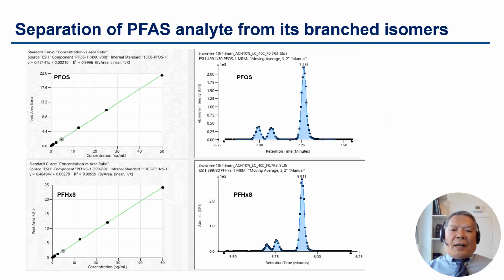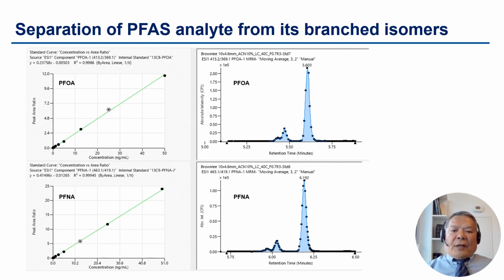Currently, there are 11 PFAS available as standards. They have both linear and branched isomers. Therefore, EPA requires that as long as you have this standard available, you have to show the separation and quantification.